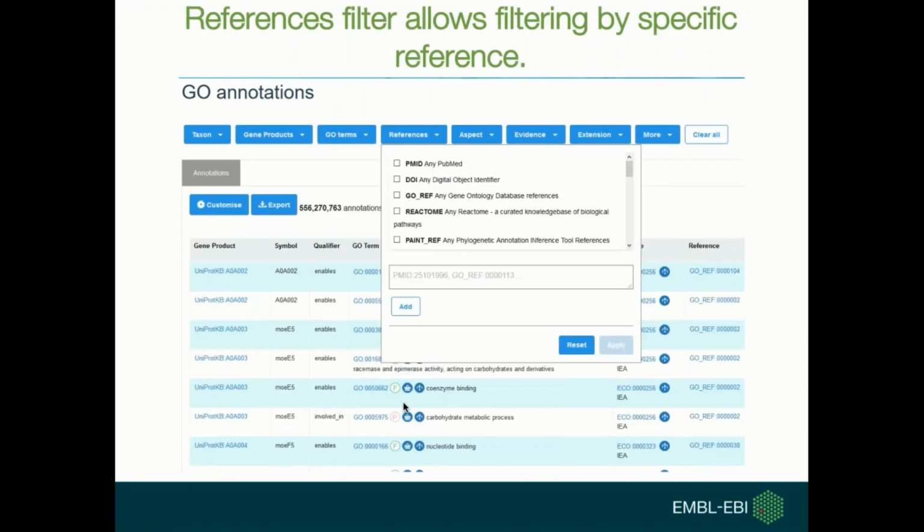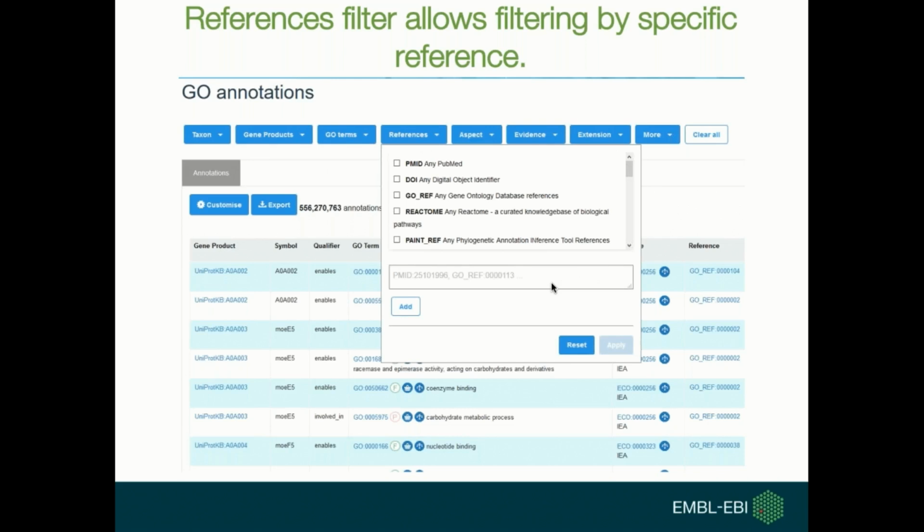Next is the references. So if you happen to know the paper that you want, if you want to see if a paper's been curated, this is a good way to do it. So you throw in your PMID as shown over here. If you're familiar with the GO Consortium and how GO refs work, you can always throw in the GO ref to get annotations to that specific database for that particular GO ref.